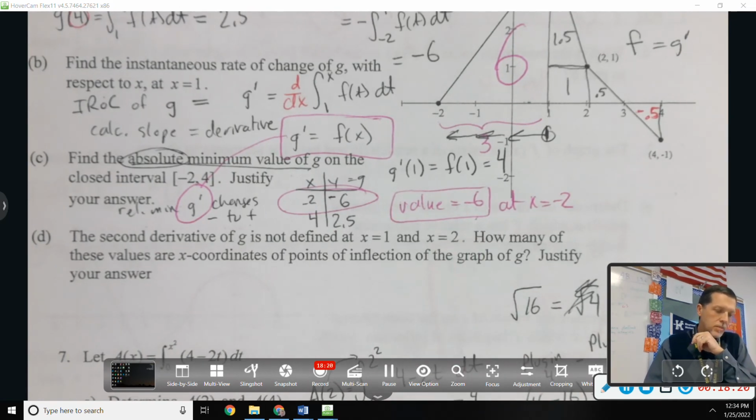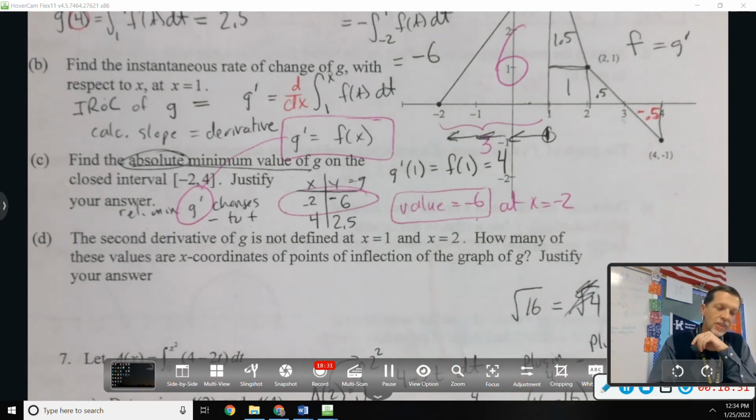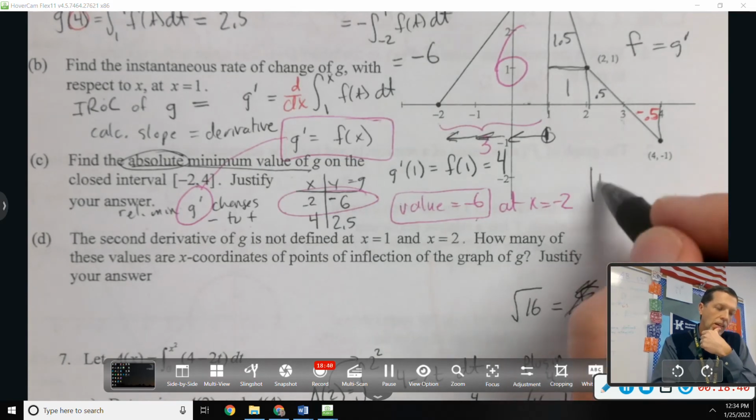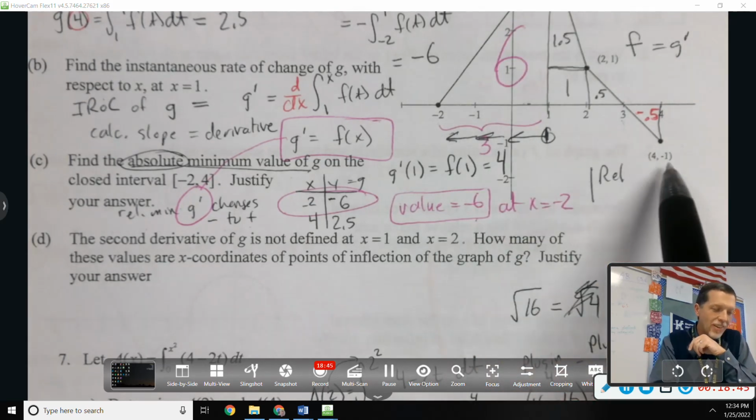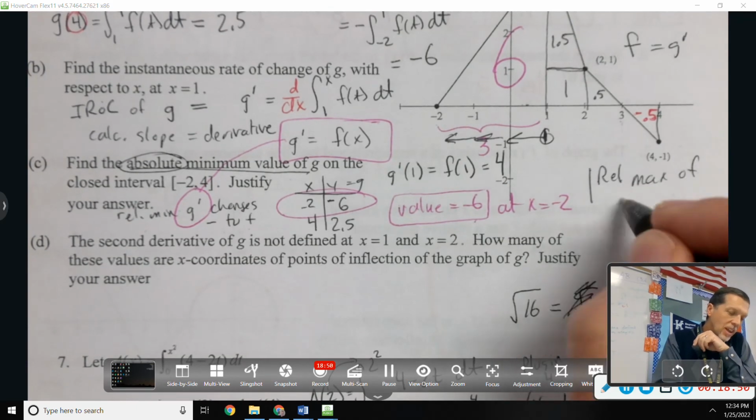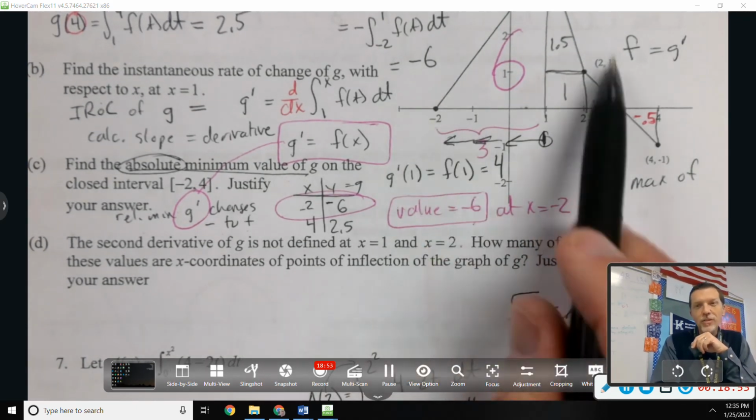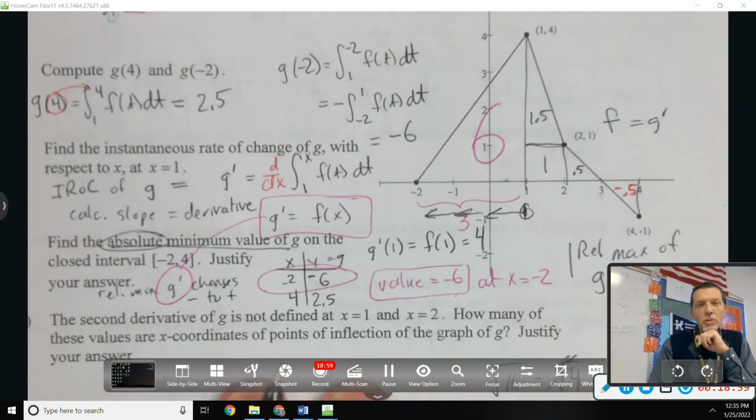So if it was asking for an absolute maximum, I would still have the same table, but I would also have x equals 3 on the table. That just factors into it, because that's a relative max. I thought the relative max is 1/4. Well, okay, careful. The relative max of this graph is 1/4. But the relative max of G, this is not the graph of G. This is the graph of G prime. So you have to be careful what you're looking for.